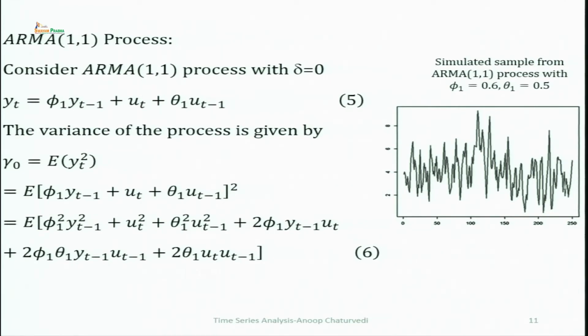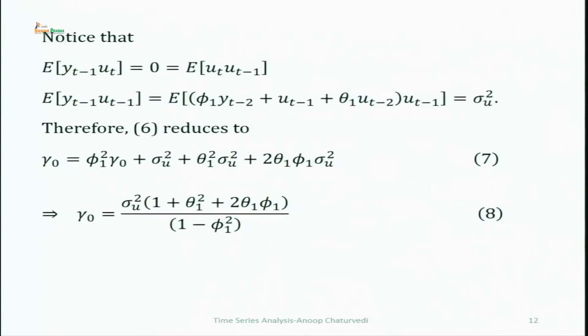So, y t minus 1 does not depend on u t. Y t minus 1 and u t are uncorrelated. So, expectation of y t minus 1 u t is equal to 0. Then the next term which you have to obtain is expectation of y t minus 1 u t minus 1.